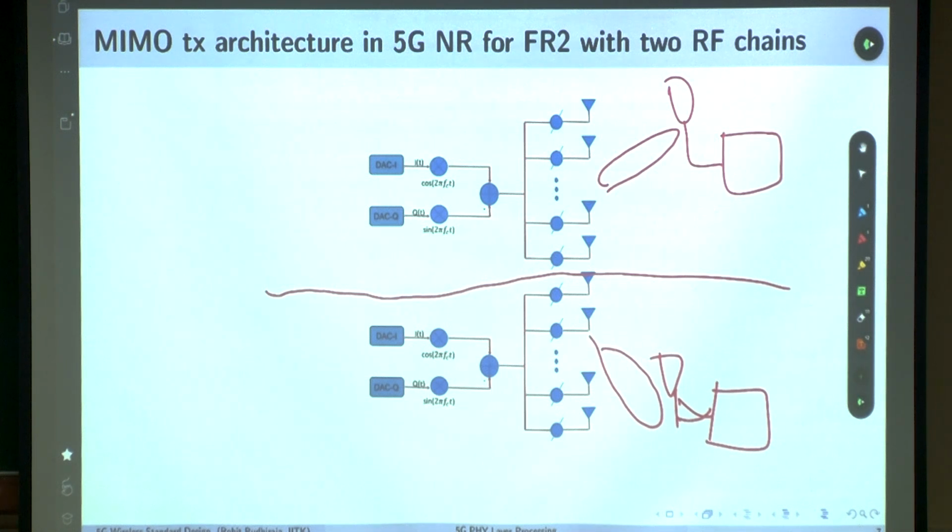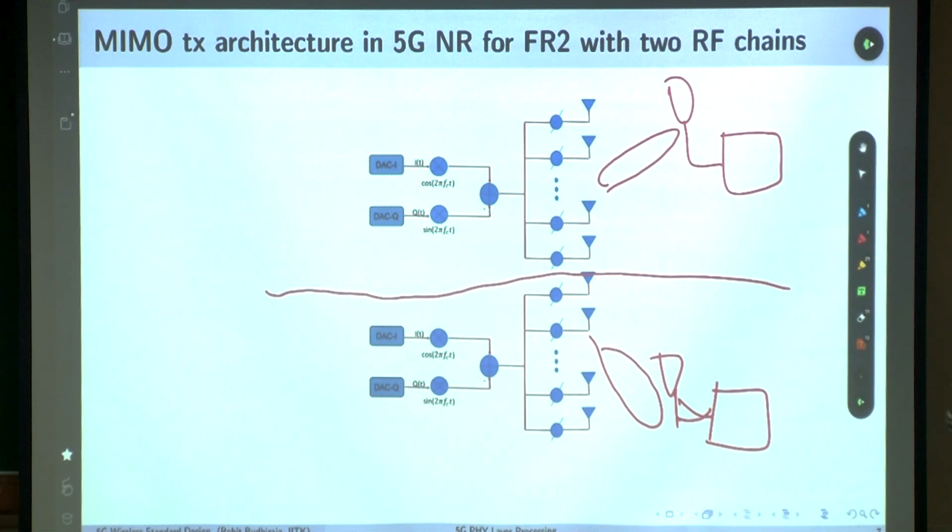What are we doing? Basically serving more than one user on the same 400 megahertz band. But for each one of them I am generating the signal such that they don't interfere with each other. You are transmitting two layers. What will the MAC layer do? The MAC layer will give one transport block for one layer, for one user, and another transport block for another user.